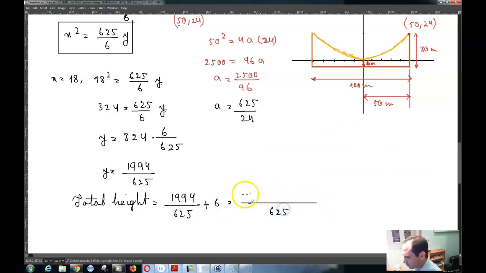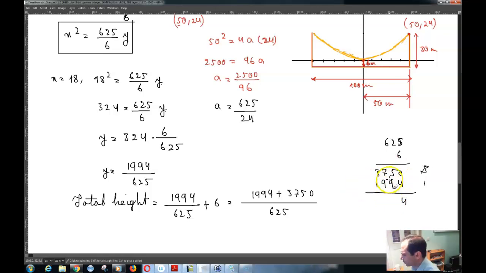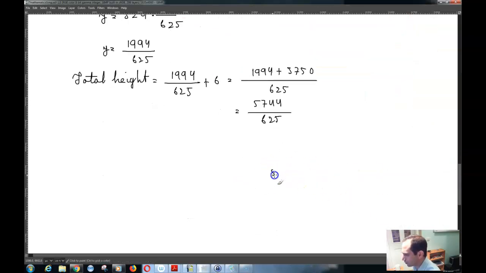That is basically over 625. 1944 plus 6 times 625, which is 3750, plus 1944 equals 5694 by 625. And if you do this division, you will get 5694 divided by 625.